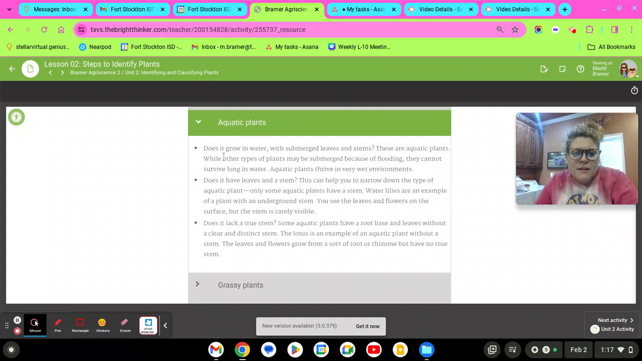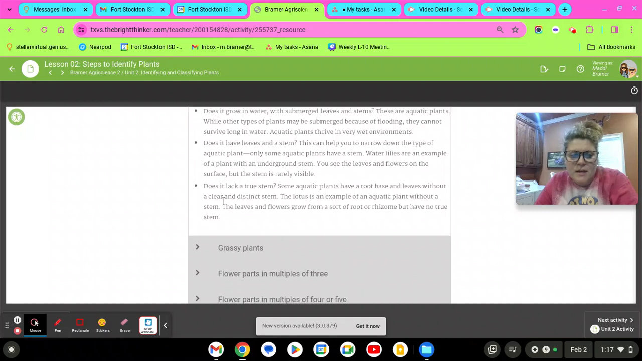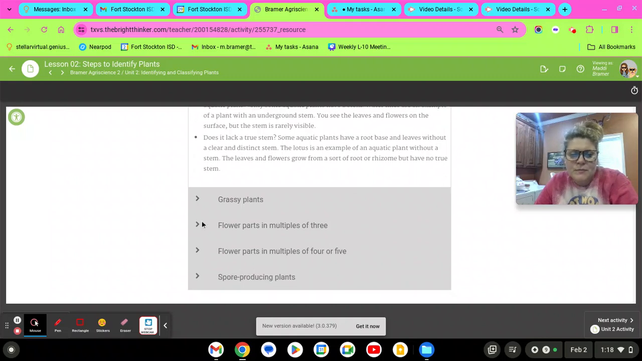Aquatic plants, does it grow in the water with submerged leaves and stems underneath? These are aquatic plants. Does it have leaves and a stem? This can help you narrow down the type of aquatic plant. Some only have a stem. Water lilies are an example of a plant with an underground stem. You see the leaves and flowers on the surface, but you rarely see the stem. Does it lack a true stem? Some have a root base and leaves without a clear and distinct stem, like a lotus.